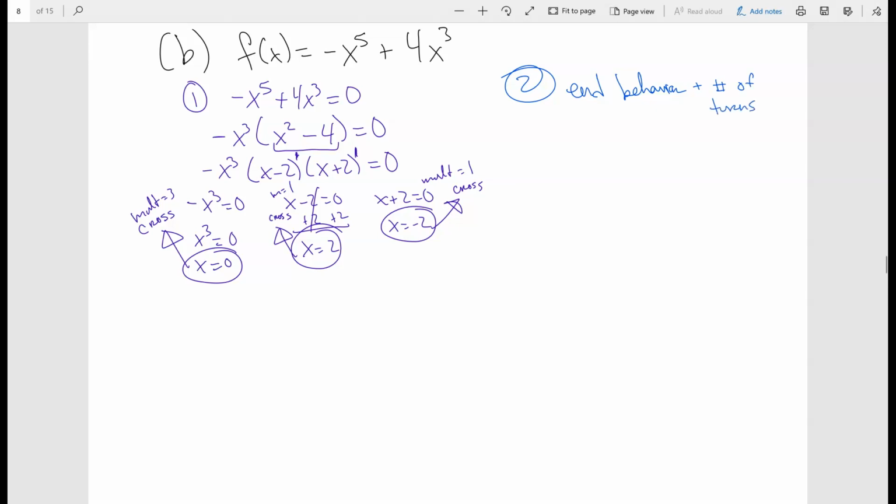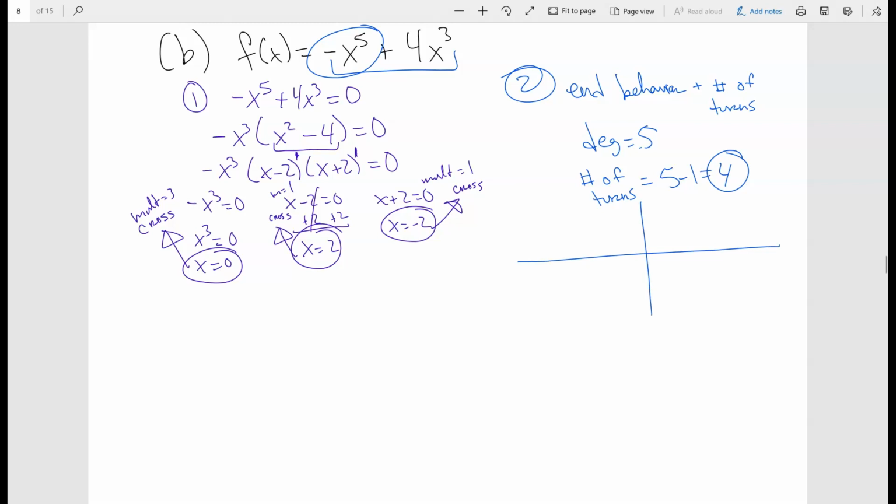Notice that here it's not in factored form, it's already expanded. You can clearly see that the term is degree 5. The number of turns, or the maximum number of turns, is going to be 5 minus 1, which is 4, so it can only turn a maximum of 4 turns. The end behavior, because it's a degree 5, it should go down and up, but notice that it's negative, so it's going to be flipped.